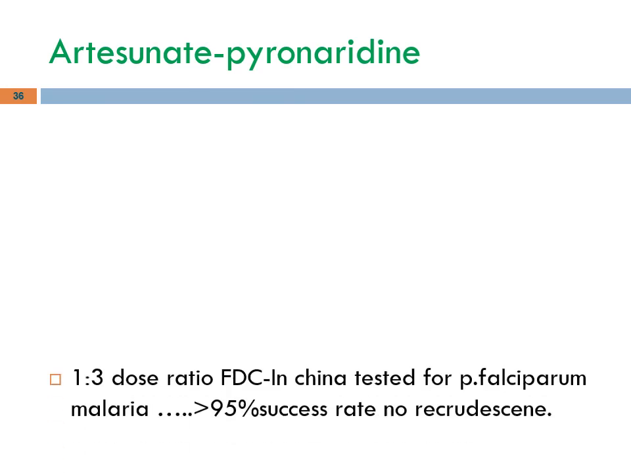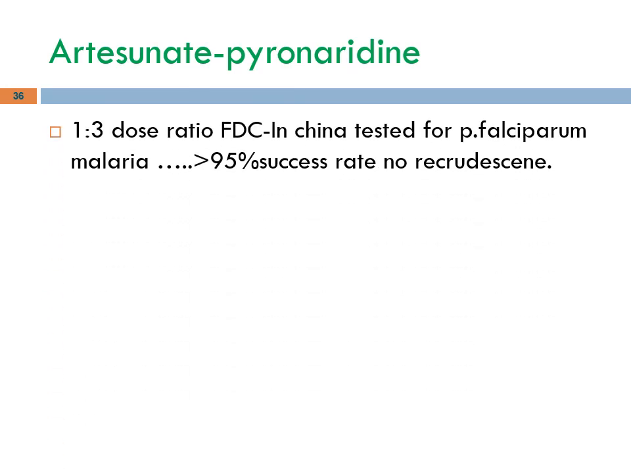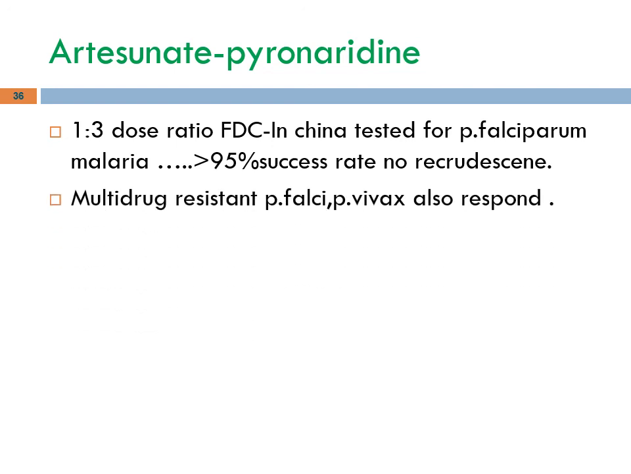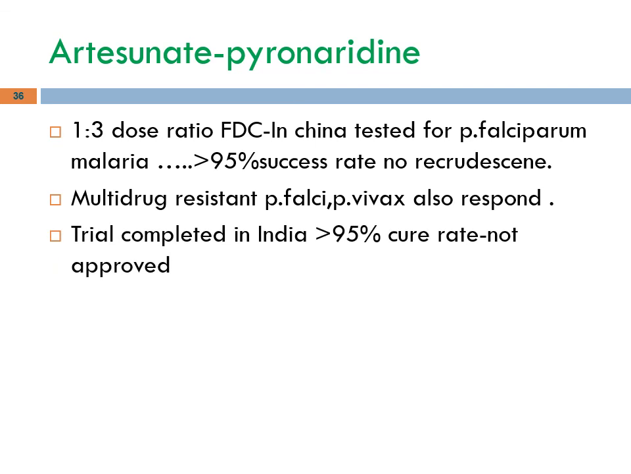Artesunate pyronaridine combination in 1:3 dose ratio, the fixed dose combination available. It is tested in China for P. falciparum malaria with more than 95% success rate with no recrudescence. Multidrug resistant P. falciparum as well as P. vivax also respond to this ACT. Trials have been completed in India with more than 95% cure rate, but the combination is still not approved. And no serious adverse drug reactions are noted with this ACT.